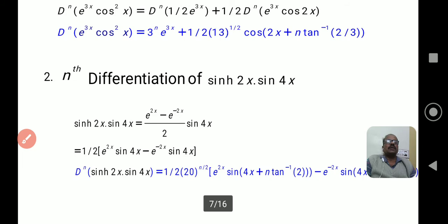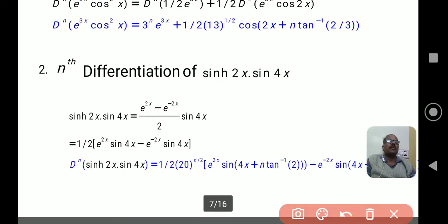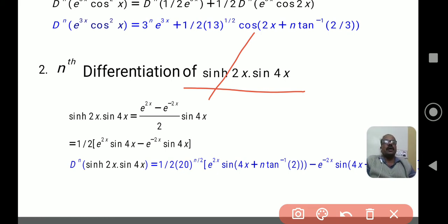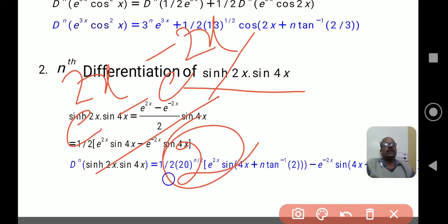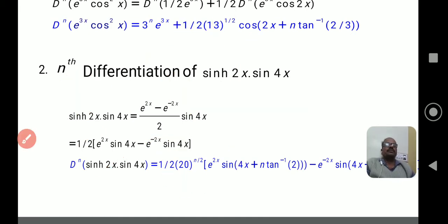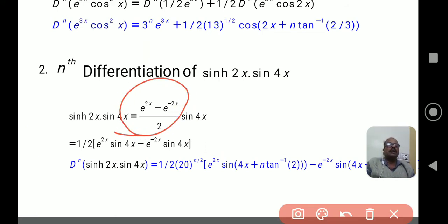Okay, next example you should take here. It is very simple: cos hyperbolic 2x into sin 4x. I think we do not have the cos hyperbolic formulas in nth differentiation. We have the result of e power x, so the formula for cos hyperbolic x is e power x plus e power minus x divided by 2. Similarly, sin hyperbolic 2x can be written as e power 2x minus e power minus 2x by 2. There is no change in the denominator, you should remember. I wrote here very simple sin hyperbolic 2x, this is the result, sin 4x as it is.